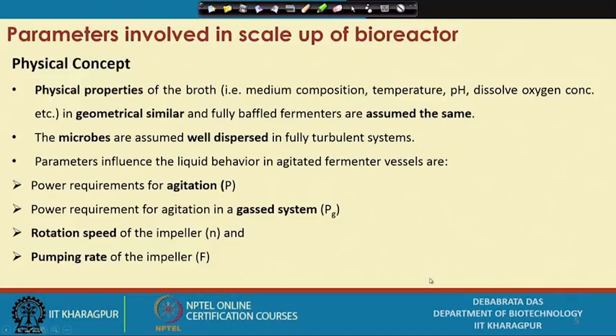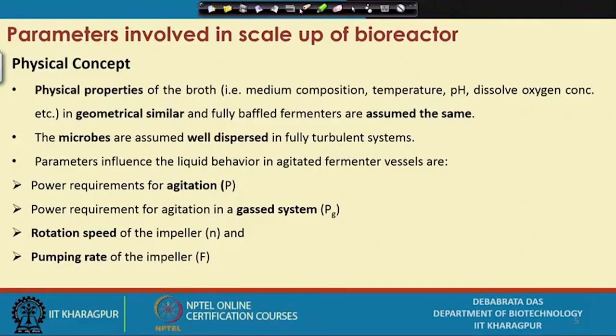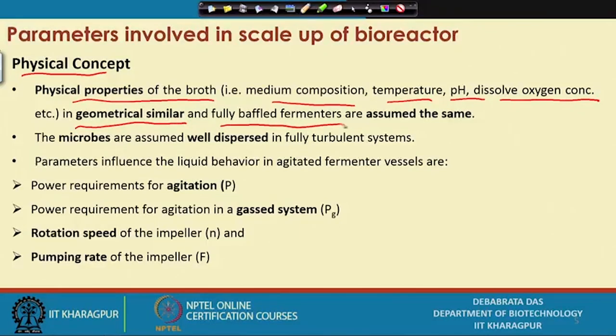Now, parameters involved. The question comes, how do you do the scale up? Naturally, when you do the scale up, we shall have to consider certain parameters. What are the parameters we should consider during the scaling up of the process? So first we have the physical concept: the physical property of the broth, media composition, temperature, pH, dissolved oxygen concentration, etc., in a geometrically similar and fully baffled fermenter are assumed to be the same.